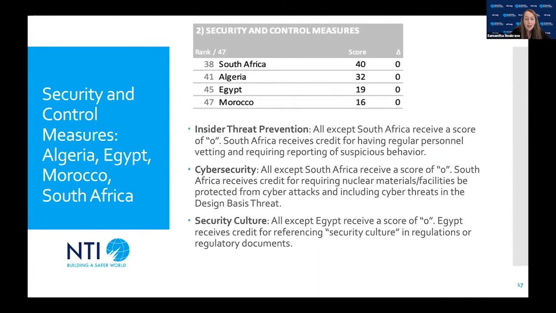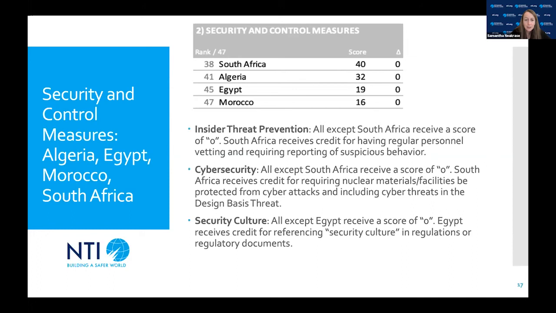For the 4 countries that have materials or facilities, we look at their laws and regulations to see what their requirements are for nuclear security. So just showing these 4 alone, you can see that South Africa has the best score of those 4 with a score of 40, but that's not great. And so there's lots of room for improvement.